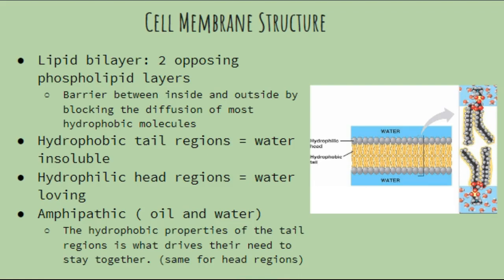The hydrophobic properties of the tail regions of the phospholipids is what drives their need to stay together. So because they repel water, they want to be far away from water. So by sticking all of their hydrophobic tails together, the phospholipids can force the water out because they have the hydrophilic heads to work as the barrier to keep the water out. So the same thing works for the head regions of the phospholipids, and this gives them their amphipathic properties so that they always have this tendency to cluster together to repel the things they don't like.